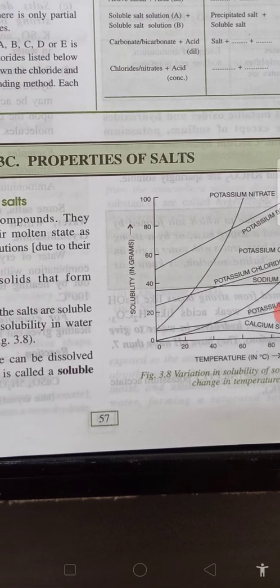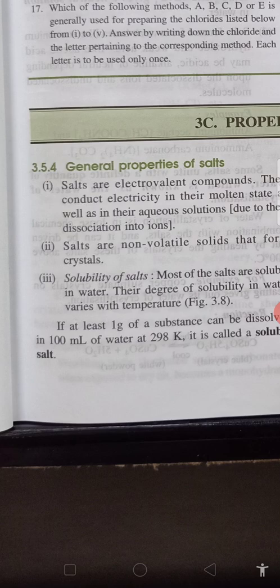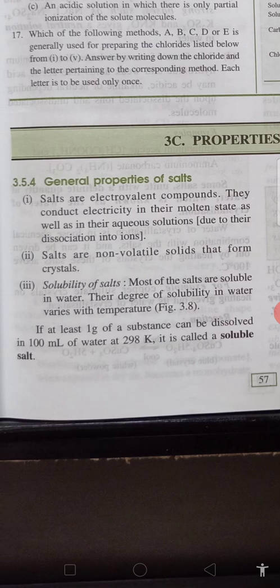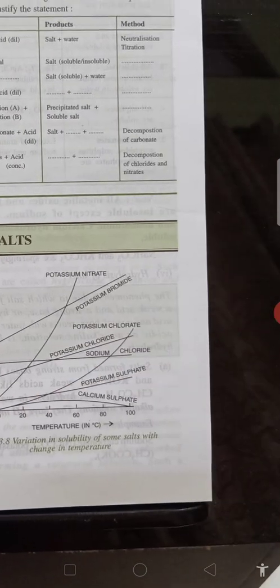Now children, some salts are soluble in water, some are insoluble, and some are very slightly soluble in water. So how do we define these salts as soluble or insoluble salts or very sparingly soluble salts? The method of doing it is that if at least 1 gram or more of a substance can be dissolved in 100 ml of water at 298 Kelvin, it is called a soluble salt. So all those salts where at least 1 gram or more can be dissolved in 100 ml of water at 298 Kelvin, it is called a soluble salt.